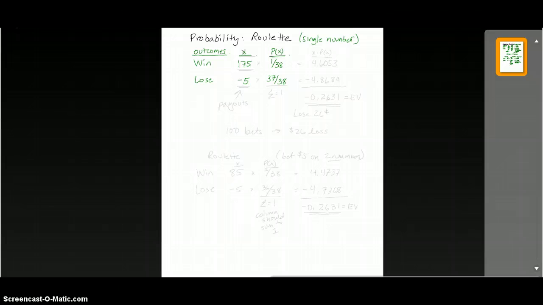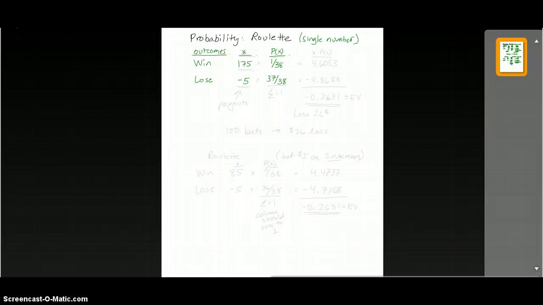What we've got up on the screen is the idea that I decide to put a $5 bet on the single number. If I lose, I'm out my $5, so that's why we put the negative $5. If I win, the win is $180, but it costs me $5 to play. So what I'm going to walk away with is $175. That's where that 175 came from.